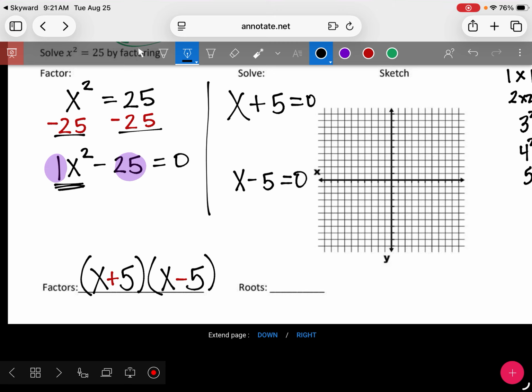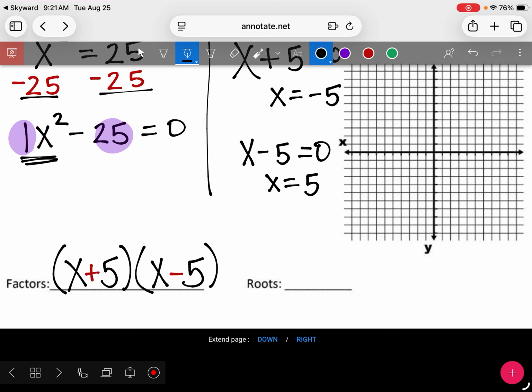So you should have x equals -5 and x equals +5. So whenever we have that, there's a couple ways you can write this. In pre-calc, we would normally just put plus and minus 5. Okay, that means +5 and -5. But you don't have to do that. You can also write x equals 5, x equals -5.